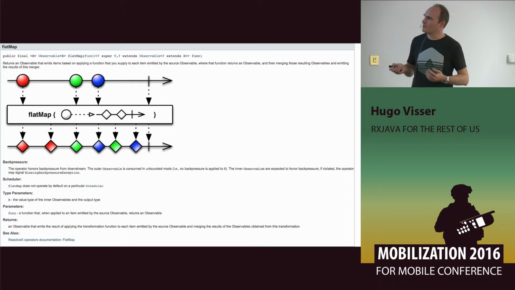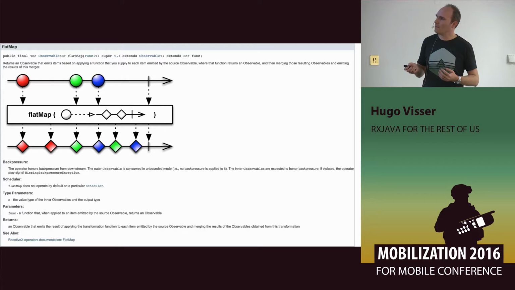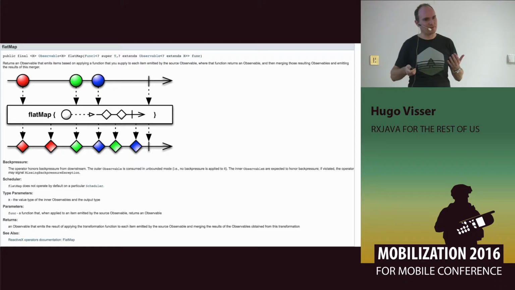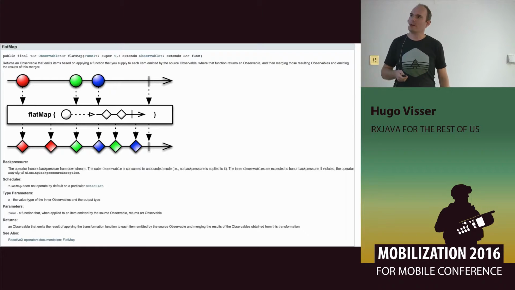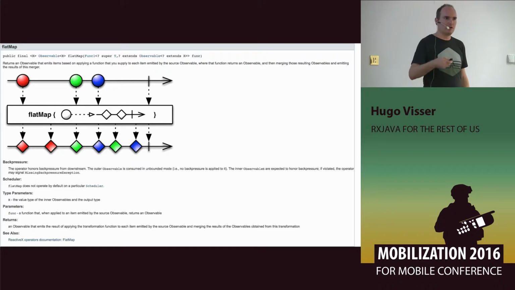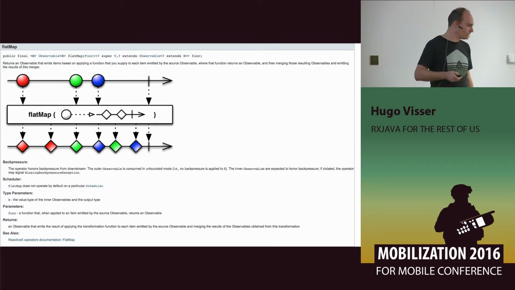So all this stuff is in the Javadoc and in the marble diagram, but there's a lot of stuff to take in if you see this for the first time. And this is just a single operator. So I think if you are starting out with RxJava, that's probably a hurdle that you have to take to understand all of this.